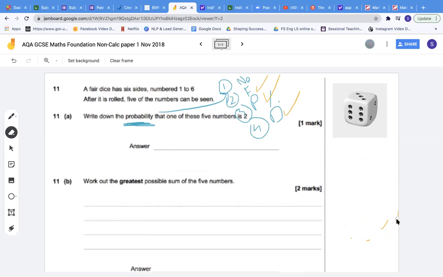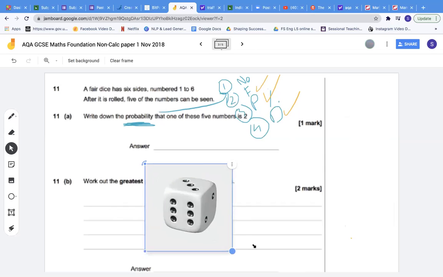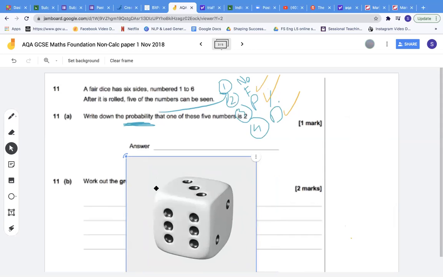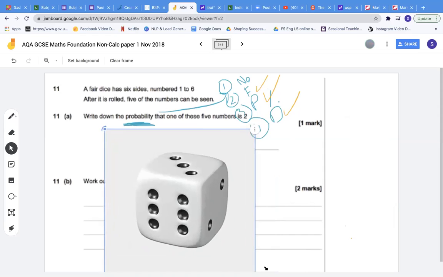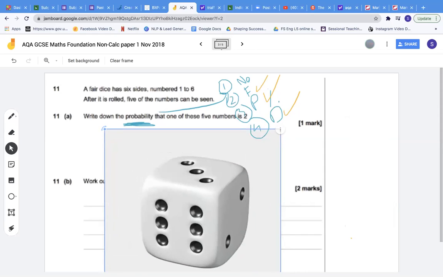It's your choice. You can express it as a fraction, percentage, or a decimal. Write the probability that one of these 5 numbers is a 2. And if the dice is going to help you, look at the dice carefully. I'm going to expand it now for you. Write down a probability that one of these 5 numbers is a 2.